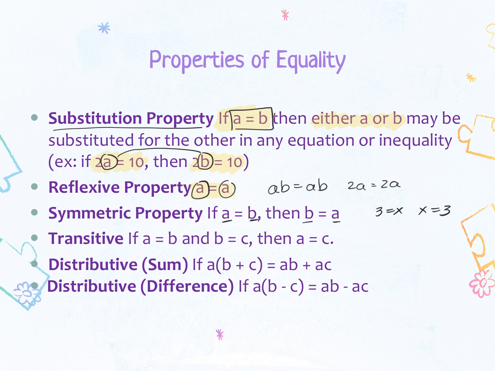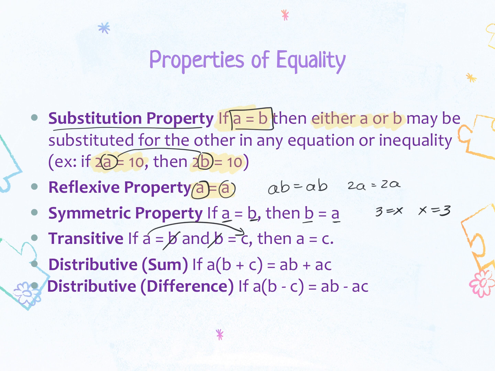The transitive property is the property that follows what we talked about, the law of syllogism. Remember, it basically says if A equals B and B equals C, then A equals C. And so what happens is these middles kind of cancel and we can go straight from beginning to end.